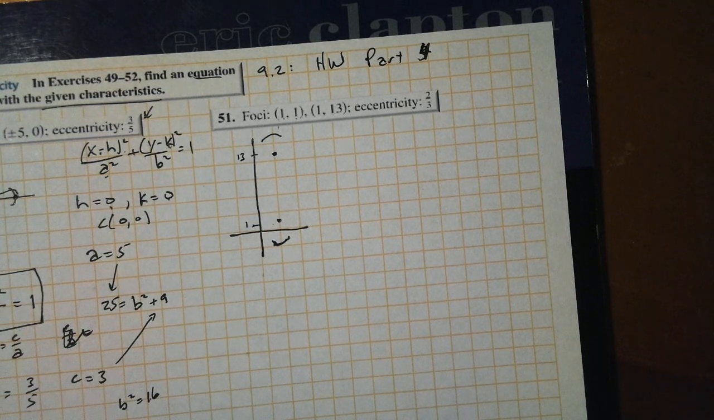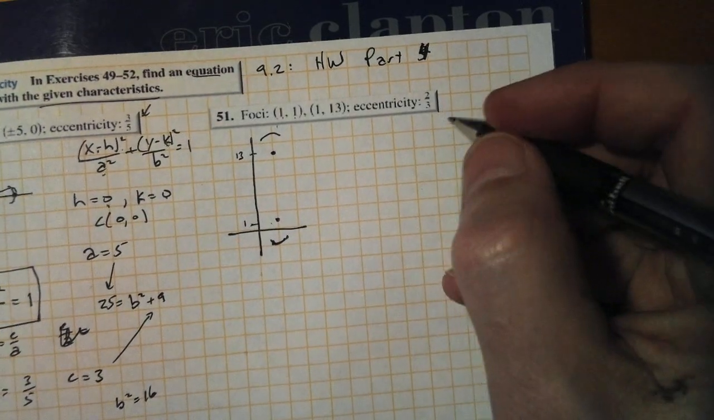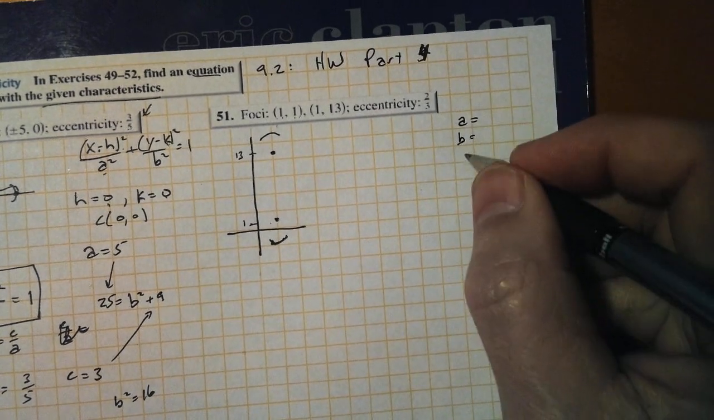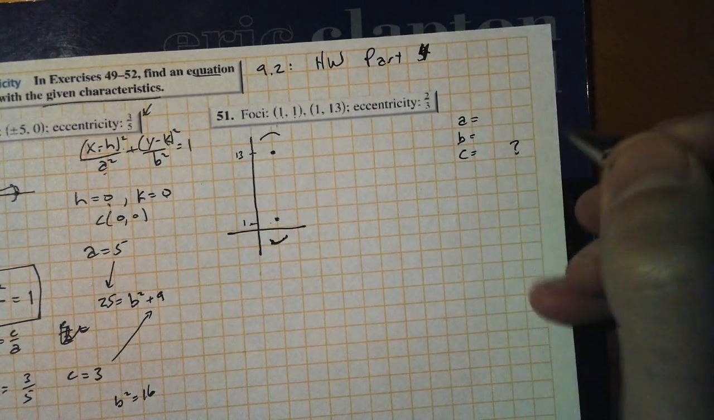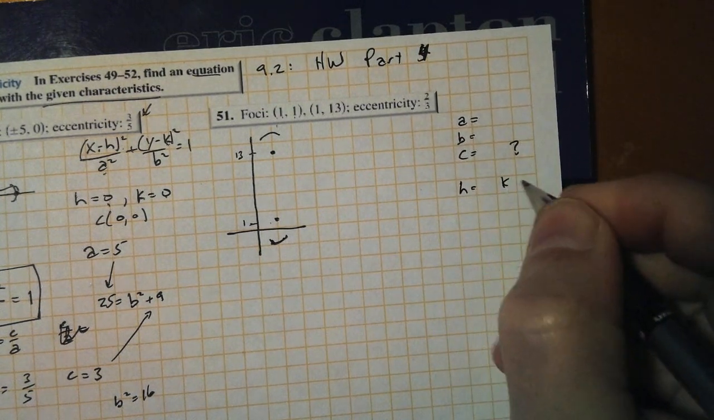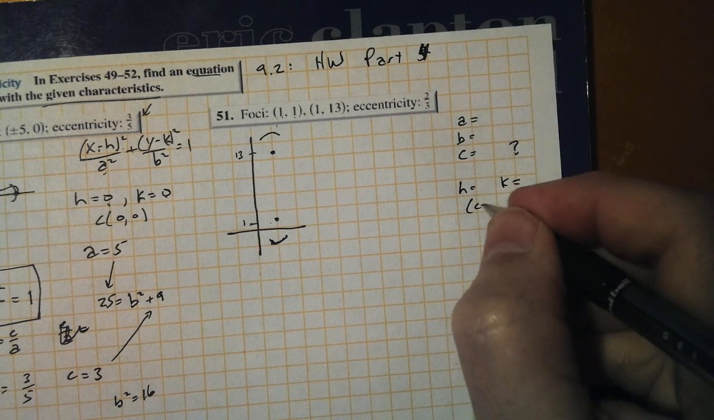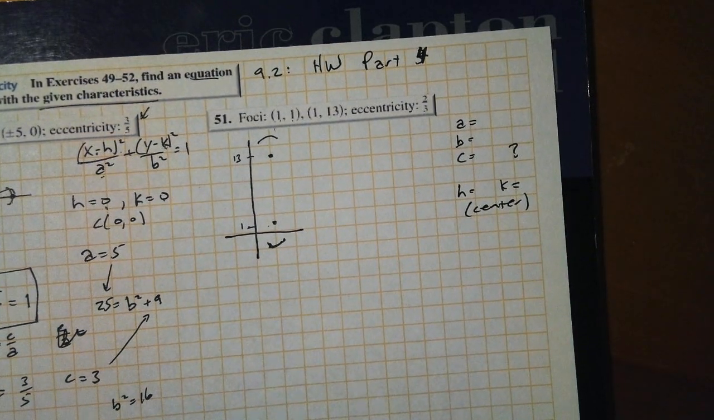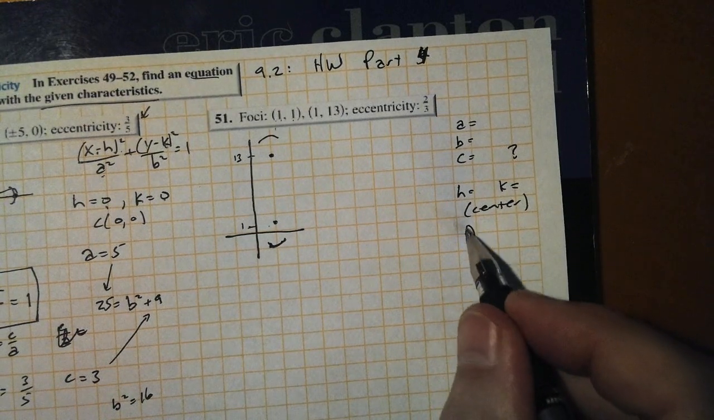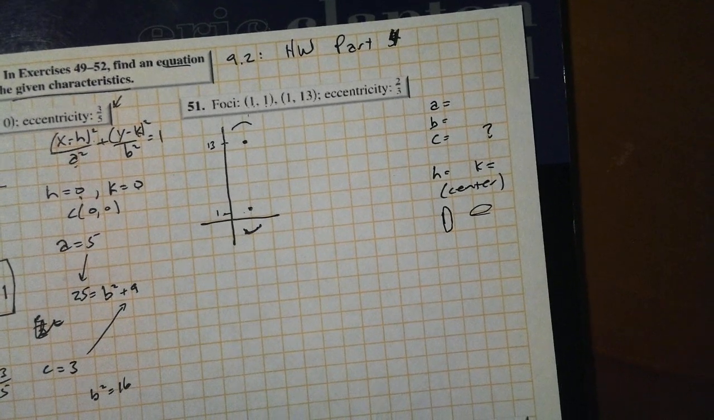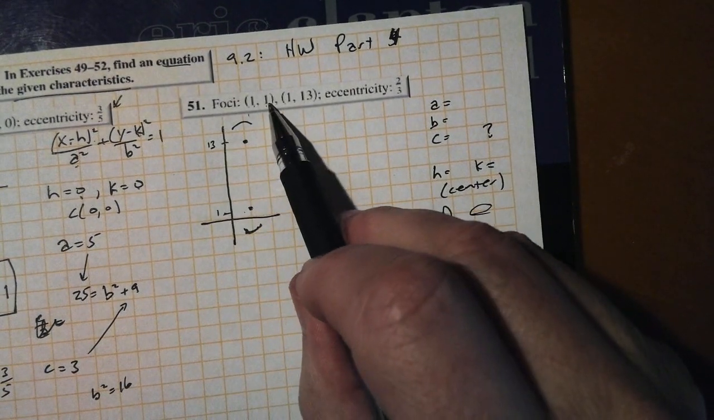So when they give us the foci, we talked about things that we might want to know. We definitely want to know A. We definitely want to know B. Maybe we'll work with C, but we don't have to know it. We need to know H. We need to know K. In other words, we need to know the center. And we need to know direction. Is it tall and skinny? Is it short and wide? And they give us the foci, so they actually give us C.